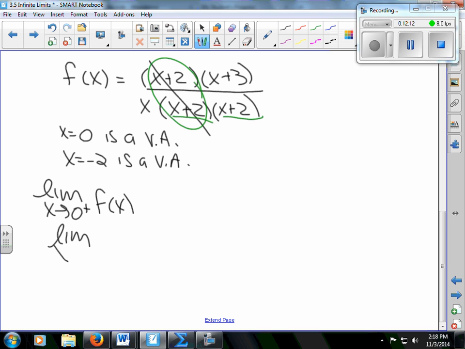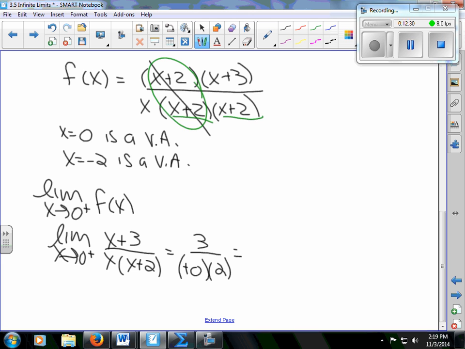All right, so I'm going to recopy f of x, but I'm going to copy the factored and canceled version. Now if I plug in a number very close to 0, but just right of 0, I'll get 3 over a positive 0 times 2. This is a positive 3 over 0. Again, I have all positives, so this is positive infinity. That's why it's a vertical asymptote.